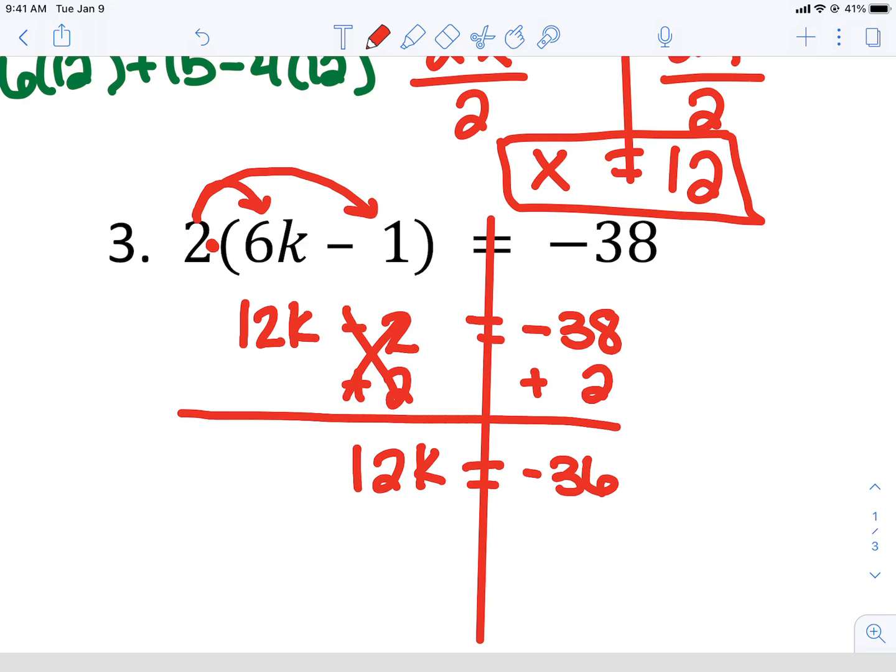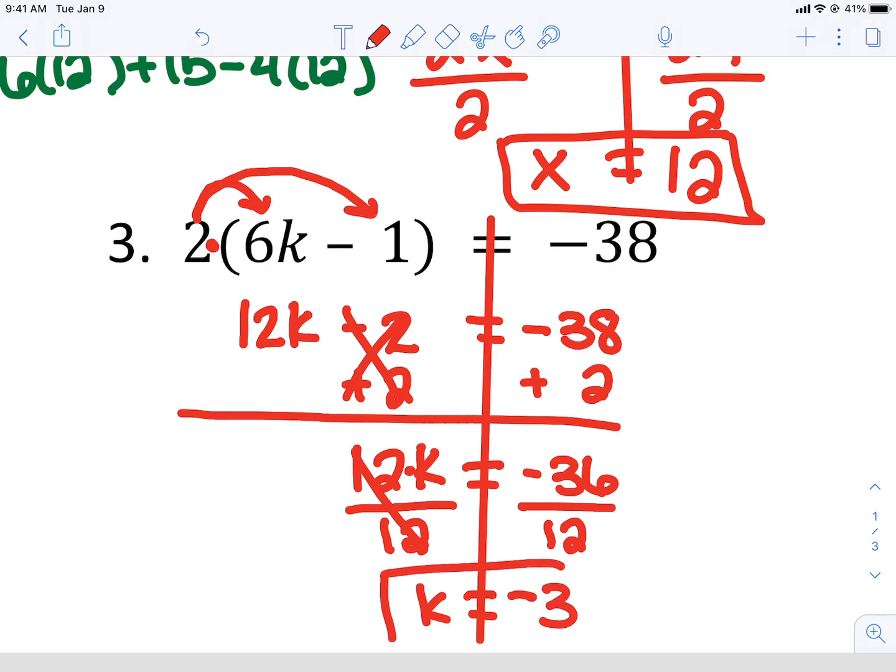Again, the 12 and the k are being multiplied, so the opposite is division. So I'm dividing both sides by 12. 12k divided by 12 is a 1k or just a k. Negative 36 divided by 12 is a negative 3.